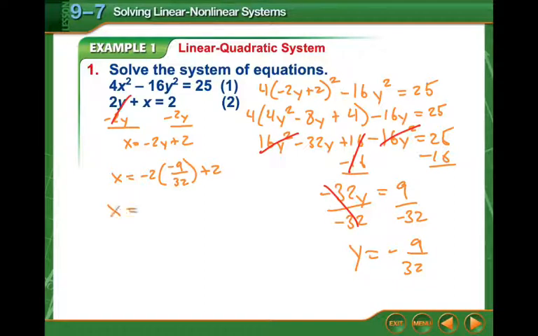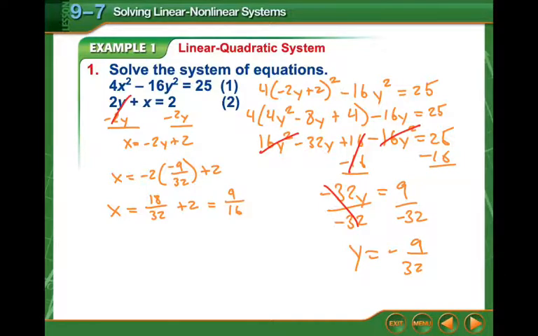So doubling that first one and getting the negative times the negative, so that goes away. So it's 18/32 plus 2. We're going to simplify that fraction before we add it. I always say simplify before you multiply. In this case, we're going to simplify before we add. So 18 over 32, this would be 9 over 16.